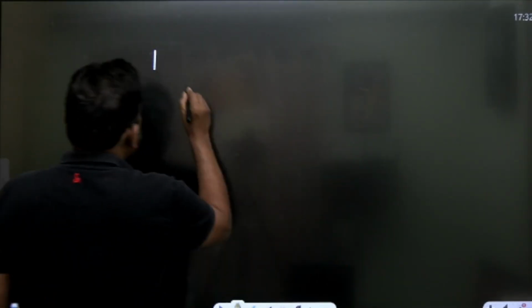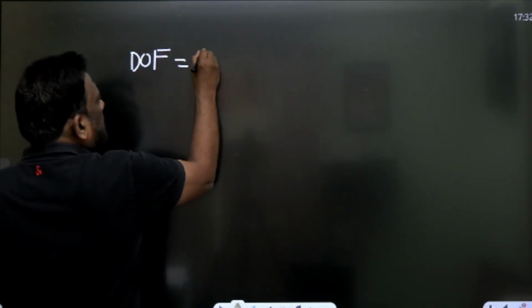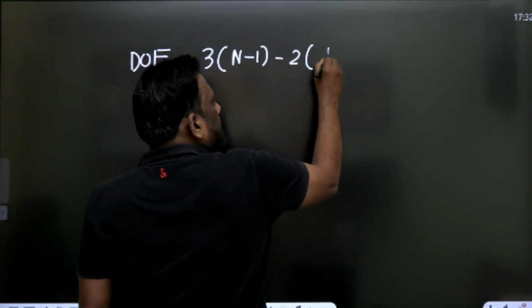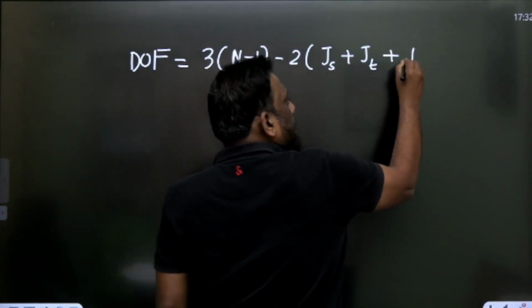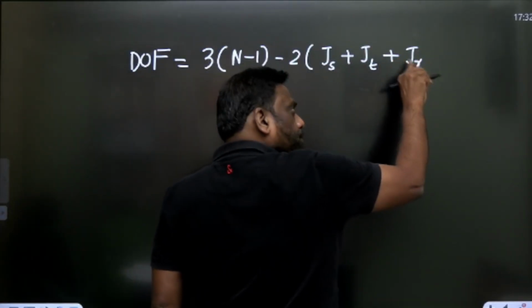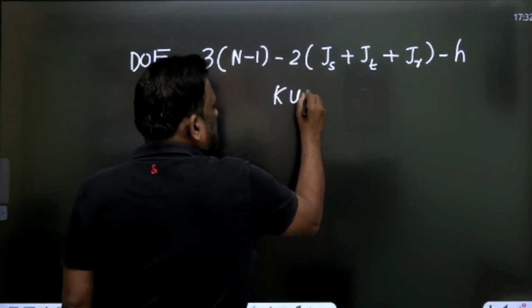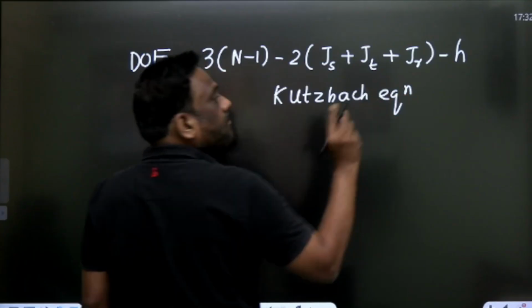Let me show you. Or Grubler's equation, the degree of freedom, we study in theory of machines. The degree of freedom is given by 3 into n minus 1, minus 2 times the number of sliding pairs, number of turning pairs, and number of pairs with pure rolling, minus the number of higher pairs. And this is the Kutzbach equation. I have derived this equation in my class.